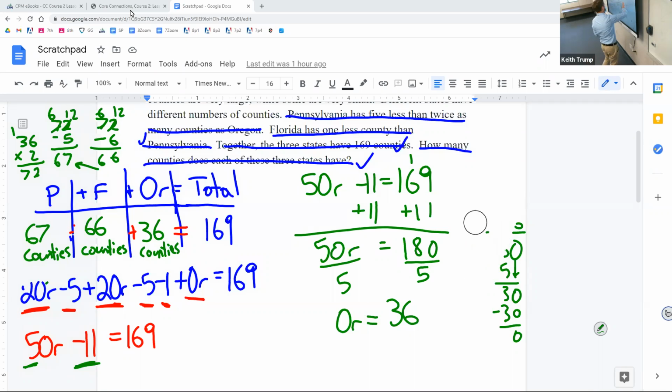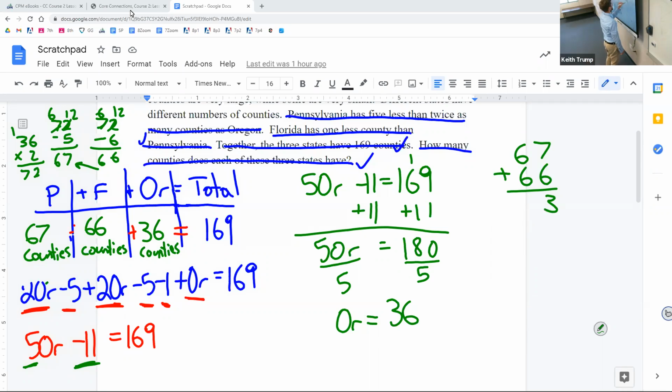So I'm going to write 67, 66. Let's go ahead and just add these two together. So that's going to be 133. And I'm going to add that to 36. I'm going to get 169. Oh, great. So we definitely got the right number of counties for each of these states.